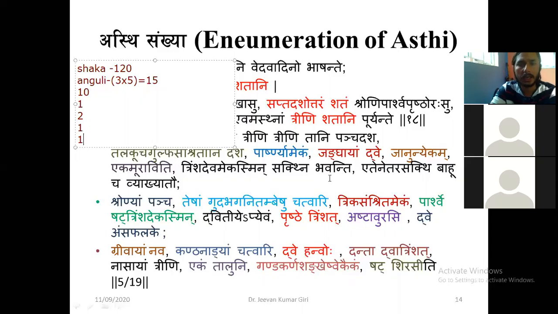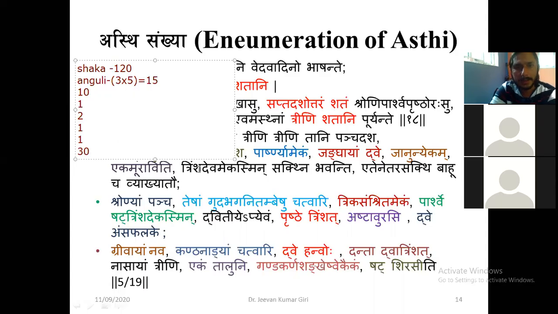So Trimshad eka ekashmin saktini bhavanti, etena itara sakti bahu vakhyataha. So there are 30 bones present in each limb. So in one leg there are 30. In a similar way, in the other sakti and the other bahu also, it means 30 in each. Now how many in total? So 120. 30 in each.